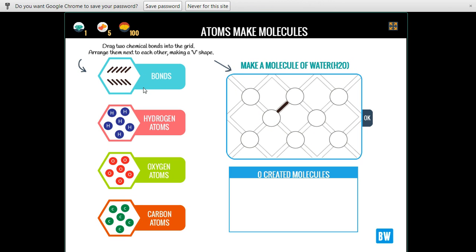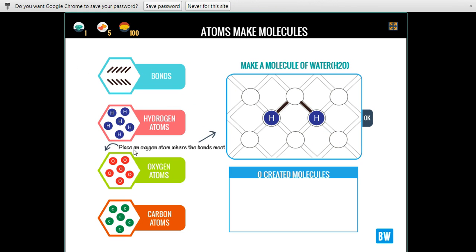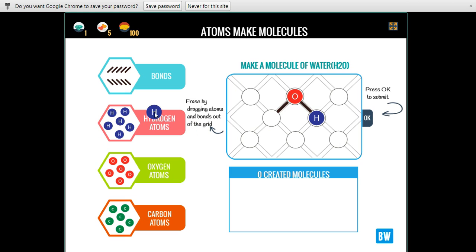Apparently I need to drag two different types. Okay. Now I need to arrange the hydrogen atoms at the two open ends of the wheel. Let me see what happens when I try placing it elsewhere. It doesn't accept. Okay. Now I need to place the oxygen atom. Great. Once I did that, it says I can erase the bonds out of the grid by dragging them out, or I can just submit.